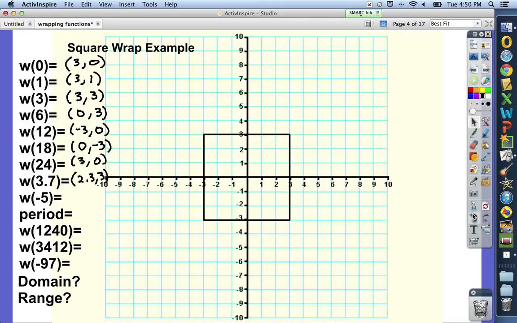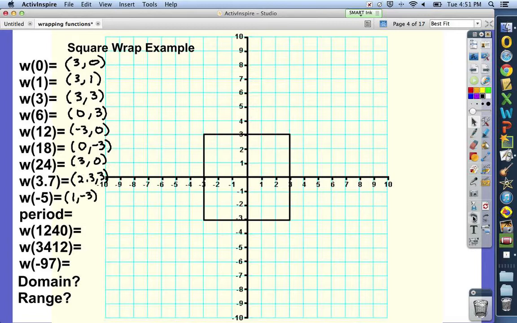We are now up to our first negative wrap, a wrap of -5. Well, so far, every wrap that we've done, we've moved up and around in the counterclockwise direction. So to do a negative wrap, you actually have to go in the clockwise direction, which would be like that. So we will start again at our starting point on the right-hand side and move clockwise 5 units. 1, 2, 3, 4, 5. Bringing me to the point 1, -3.